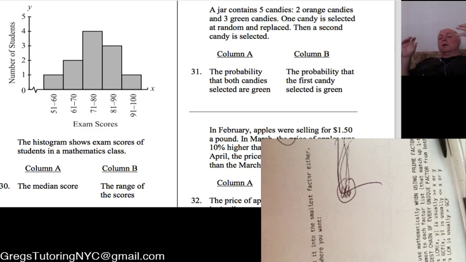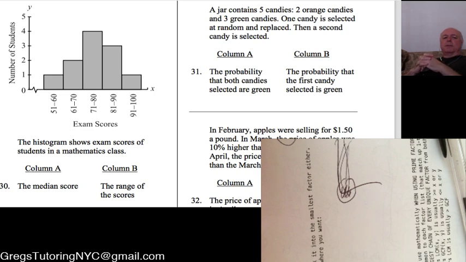All right. So, and you're going to do this analysis in a snap. It just took me 2 or 3 minutes, but I'm explaining this live. You're going to do an instantaneous decision. Look at the figure, decide what's going on, ask yourself maybe 1 or 2 quick questions, and move on to the question. So the histogram shows exam scores of students in a mathematics class. Whoopsie-doo. Okay, column A, the median score. B, the range of the scores.